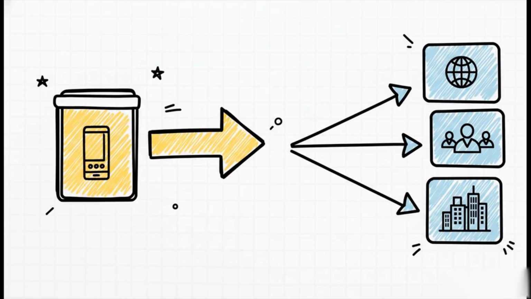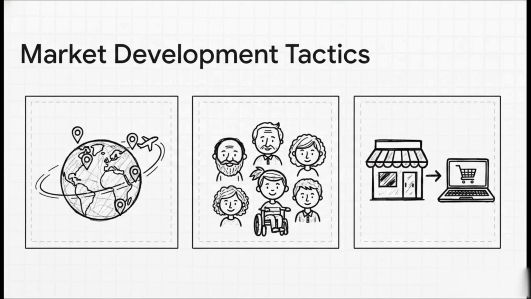Okay, on to our second path, market development. This one's about taking the products you already have and finding brand new customers for them. So, same product, totally new market. The whole idea here is to find new groups of people to buy the stuff you already make. This could be as big as expanding into a whole new country, or it could be something like targeting a new demographic, a different age group that you haven't really focused on before.